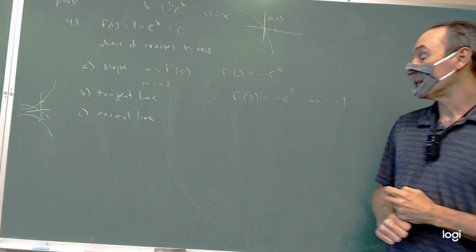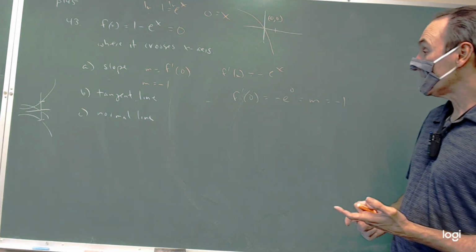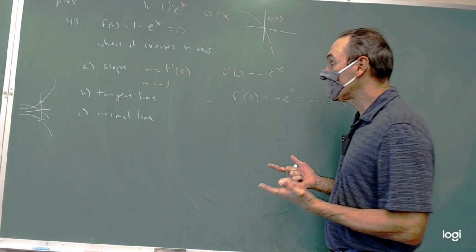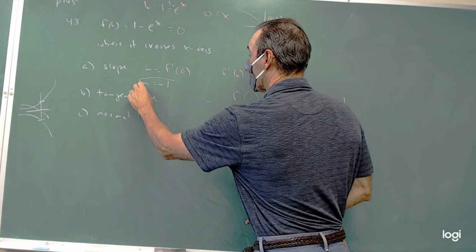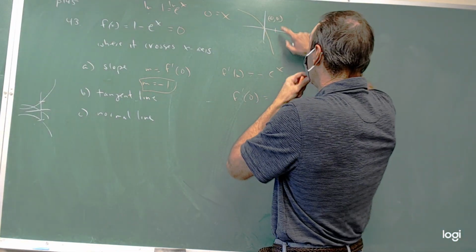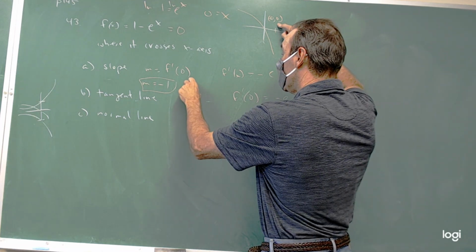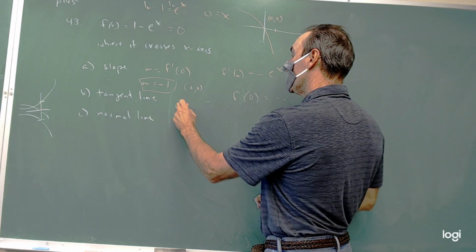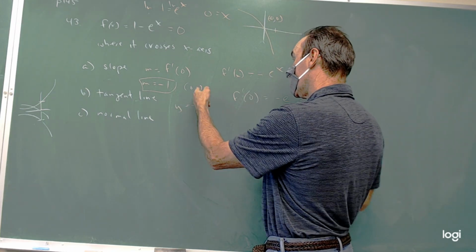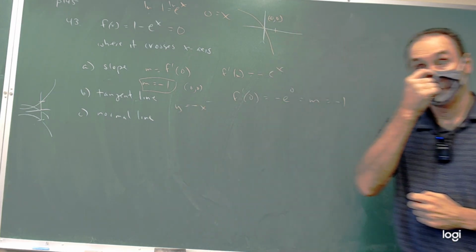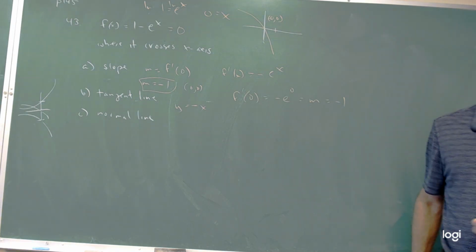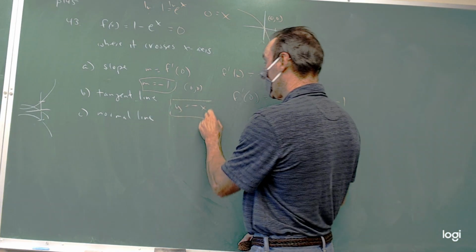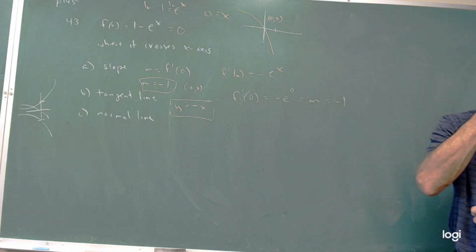And then the tangent line. We need a point and the slope. We just got the slope, and we said the point is 0, 0. So the equation of that line is going to be y equals negative x, and then that's also the y-intercept. So you'll just do negative x plus 0, or just y equals negative x is our tangent line.